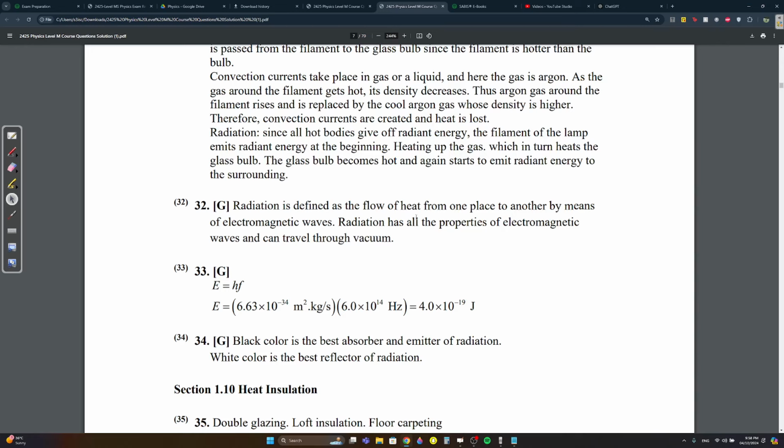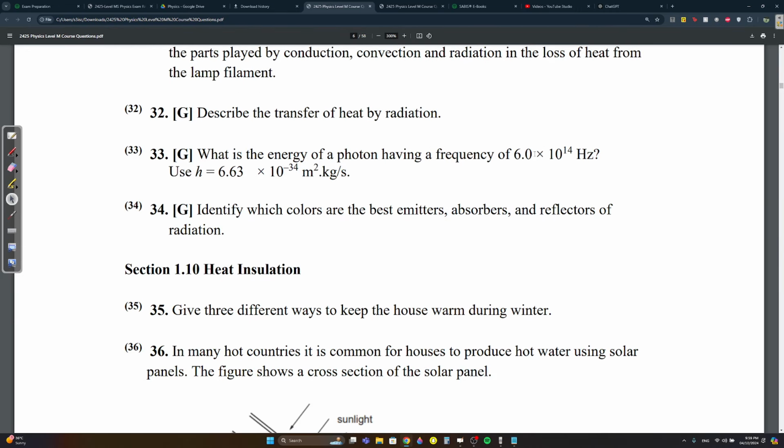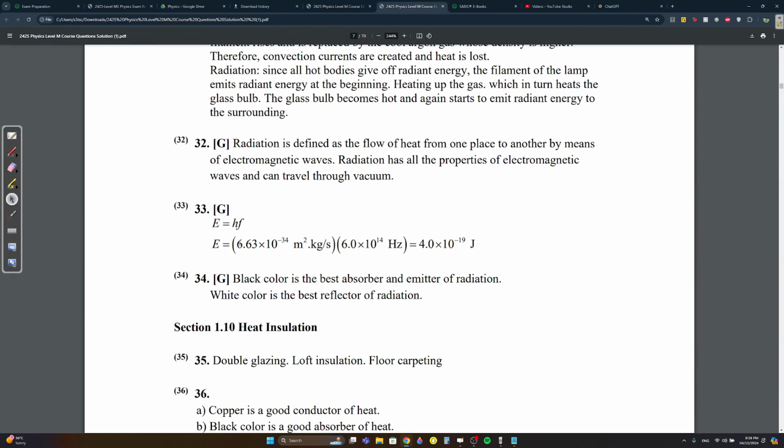Okay, you should know that radiation has all the properties of electromagnetic waves and it can travel through vacuum. Remember, it's emitted in quanta, meaning it's quantized, emitted in discrete amounts of energy. What is the energy of a photon having this amount of hertz? Use E equals hf. You just multiply them and you get this. Okay.